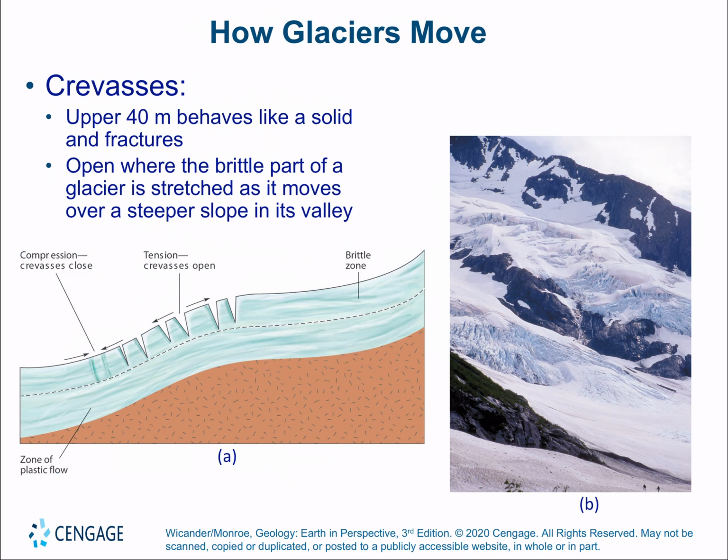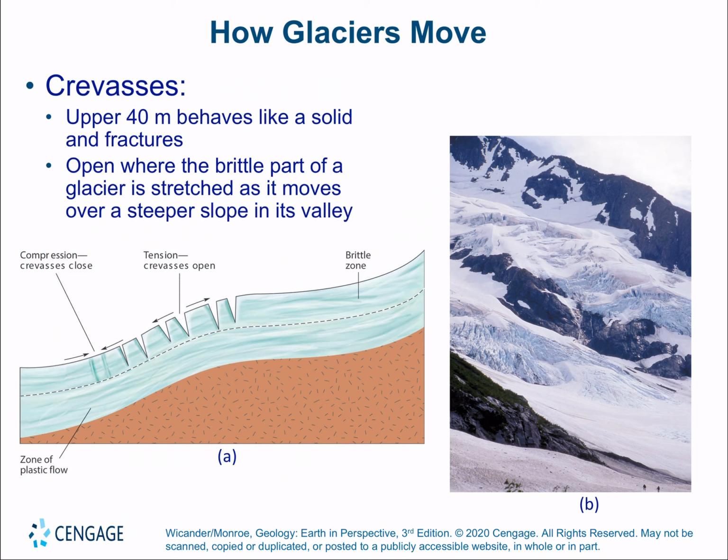So we could have what's known as a crevasse. And a crevasse is going to happen when the upper 40 meters behaves like a solid and it's going to fracture. It's going to open where the brittle part of your glacier is stretched as it moves over a steep surface.